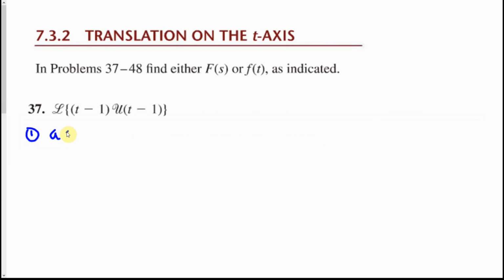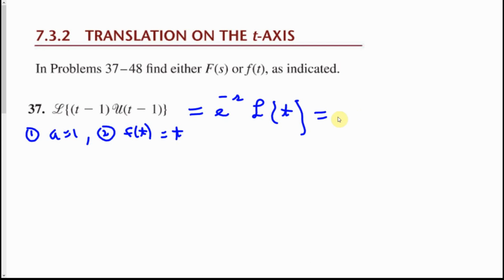So here, a is equal to 1, and then f of t is just t. See, this is t minus a. So f of t is t, right? So this value has to be e to the negative as, where a is 1, times the Laplace transform of t. And so this is just e to the negative s times 1 over s squared.